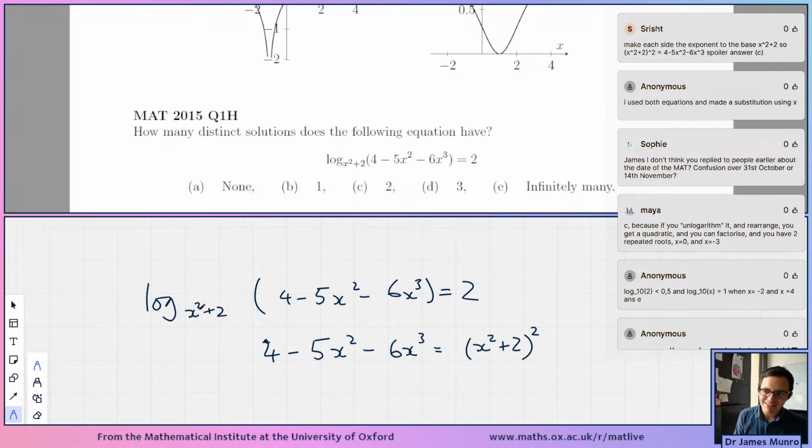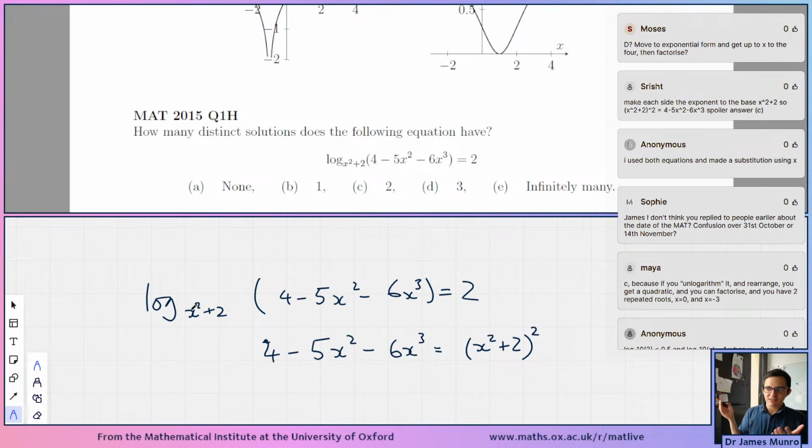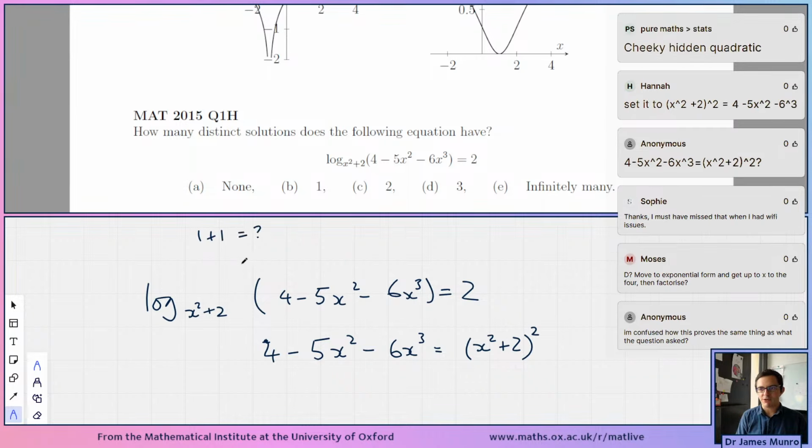This step is take x squared plus 2 to the power of both sides. It's just never the right thing to do. You never see an equation like 1 plus 1 equals what, and you're like, wait a minute, I'm going to try x squared plus 2 to the power of both sides. It's never the case that helps, except that is what's happened here.